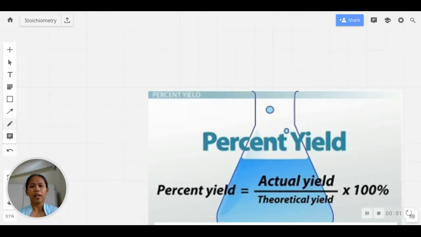Hi, I hope that by now you already know how to identify your limiting reactant, or limiting reagent, and your excess reactant, or excess reagent, in the reaction. Always remember that when we're dealing with LR and ER calculations, you will notice that in the problem you will be given two, or it can be more than two, values of the amounts of the reactants.